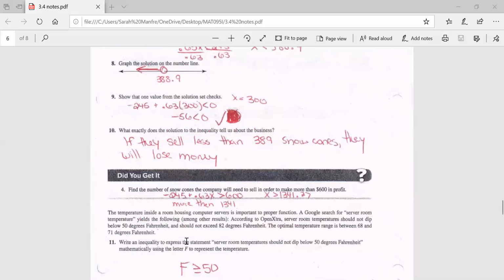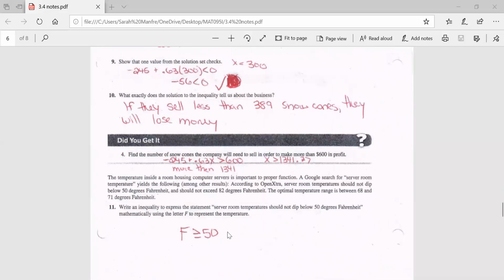All right, I did the did you get it? Just make sure another problem, you don't have to do it, but it's something else for more practice if you want to. All right, question 11.